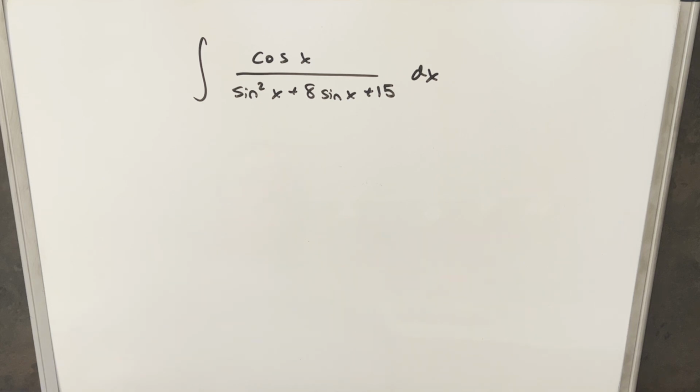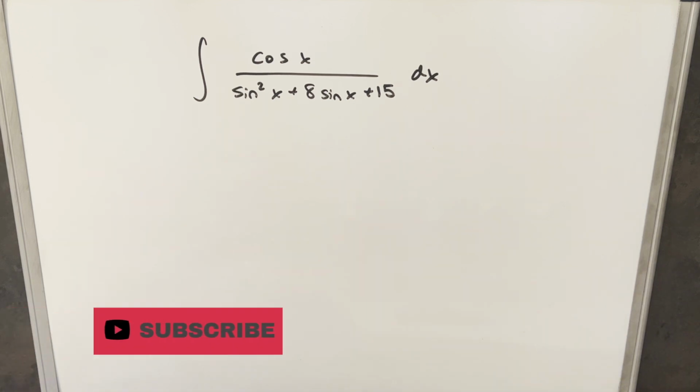Okay, we have here another integral on the board. We've got the integral of cosine x over sine squared x plus 8 sine x plus 15 dx. This is a problem that came up in a previous video where I noticed we had a harder version of this. In that video, I mentioned there's an easier version and a harder version. Well, this is going to be the easier version. It's going to go a lot quicker than that other video. But if you want to check out the harder version, I'll provide a link in the description.